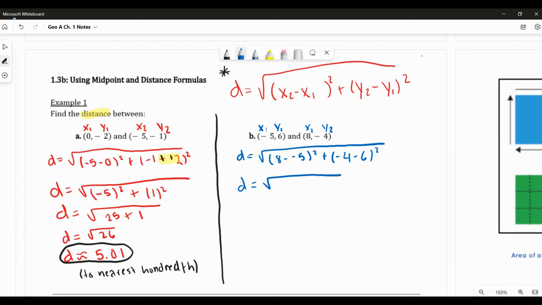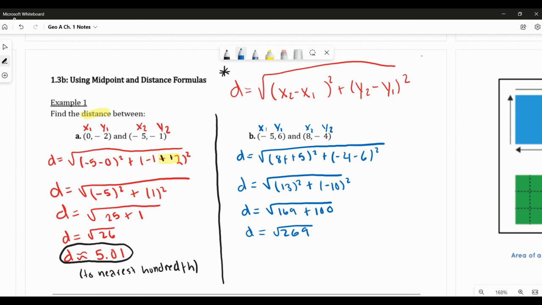If I begin simplifying this mess, 8 minus negative 5. Remember, two negatives will always make a positive, so that really is just 8 plus 5, which is 13. And negative 4 minus 6 is going to give me negative 10. All right, if I square that, that's going to give me 169 plus 100, which is, of course, 269. Again, this is the point where we would get out a calculator because I don't know about you, but I don't have the square root of 269 memorized.